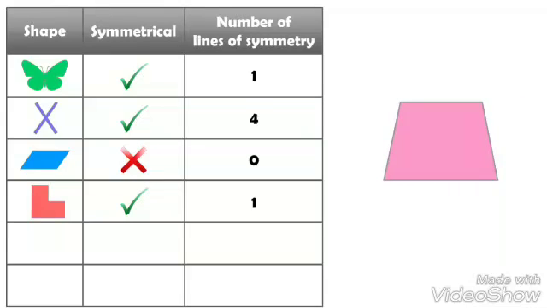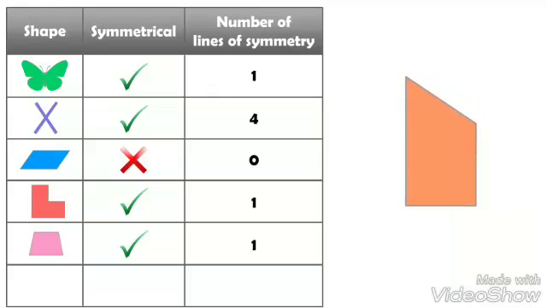As you can see, this trapezoid has one line of symmetry. While this one is not symmetrical, as you can see.